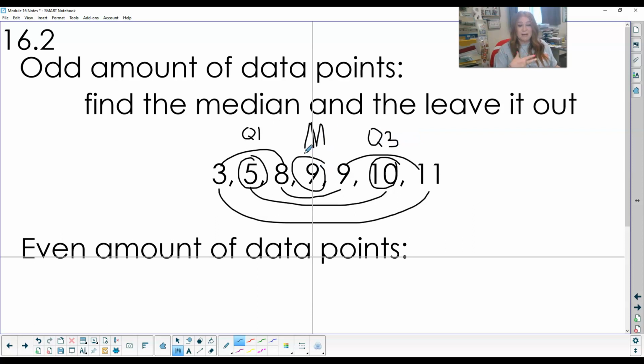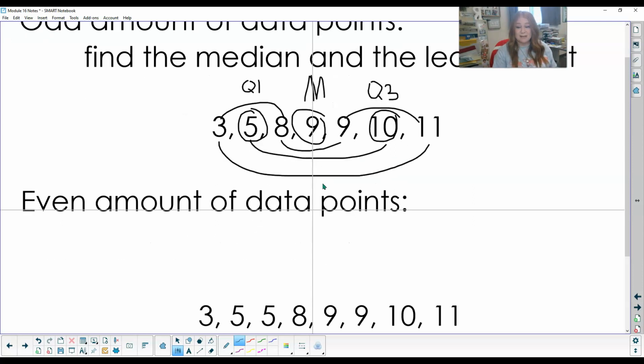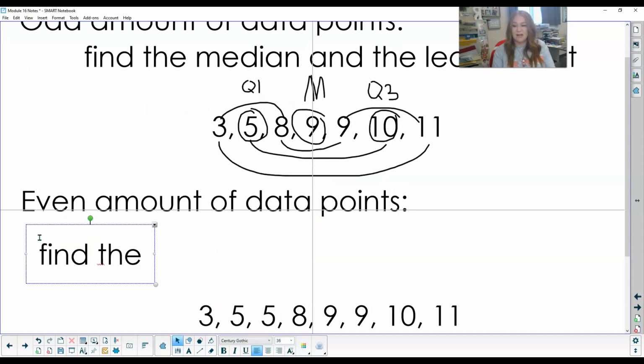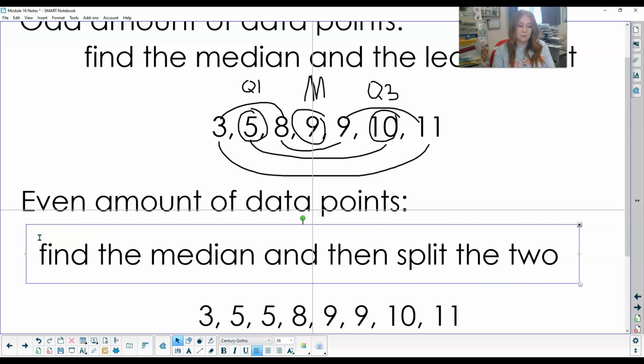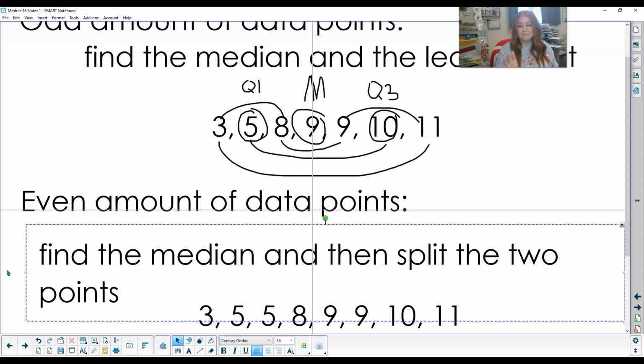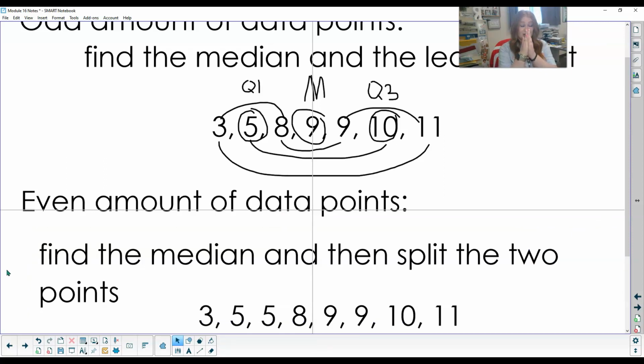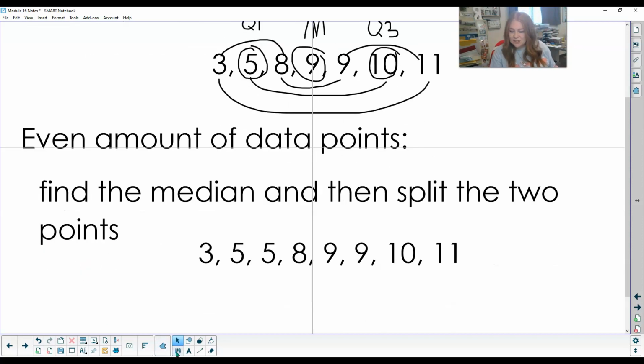Make sure you do that with me. I left that one out when I was separating the two sides. It didn't get to go to either side. It was just its own separate thing. When we have an even amount of data points, you're going to find the median and then split the two points. Because you had two in the middle and you found the middle, but then you give one to this side and one back to this side. So let's try that out.